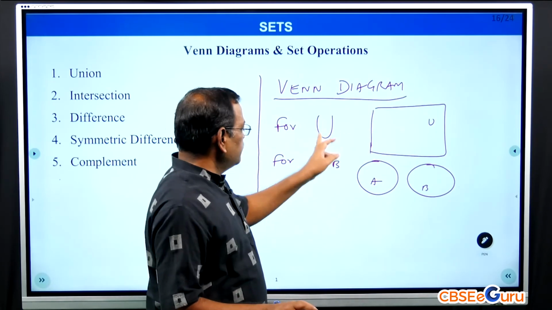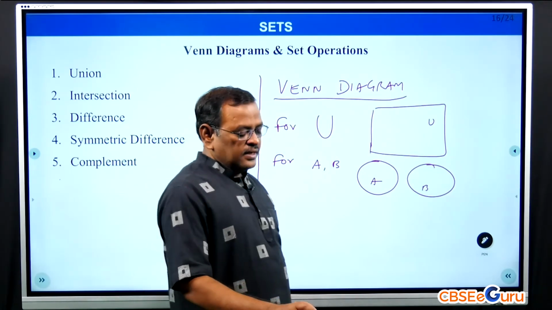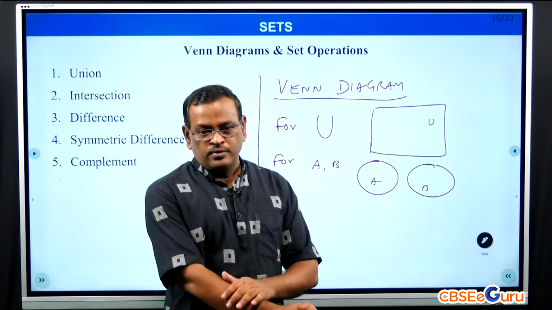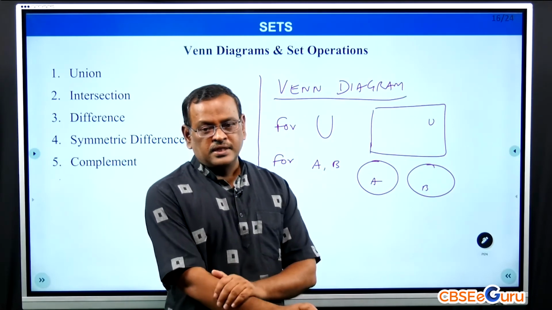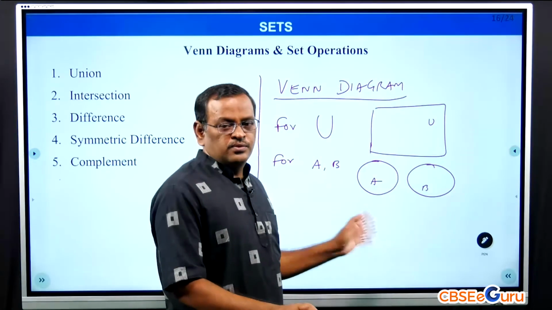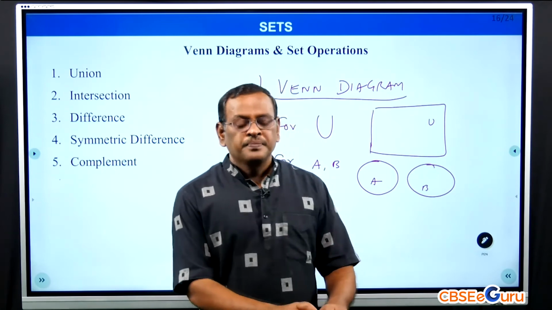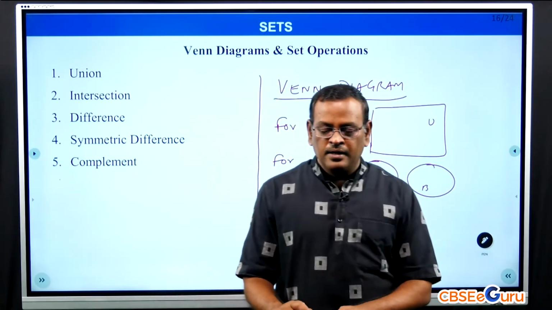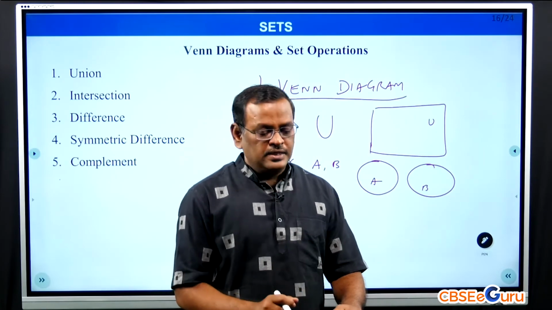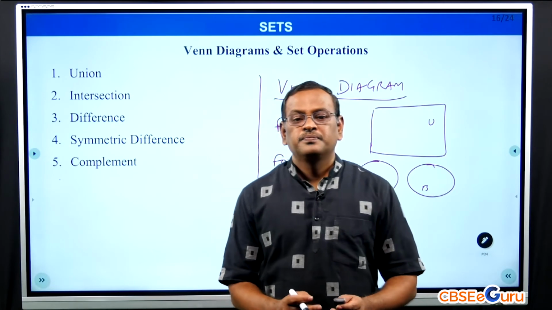Rectangle is only used for the universal set. If the identity or a problem is related to the universal set, use a rectangle, otherwise no need to use a rectangle. For all subsets you can use either a circle or an ellipse, but always use a circle. So wherever a subset is there, use a circle for the Venn diagram and use a rectangle for the universal set.